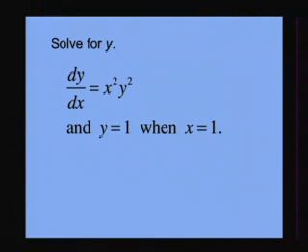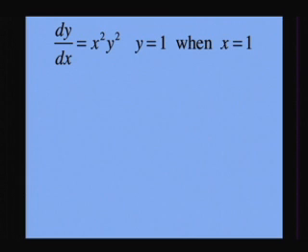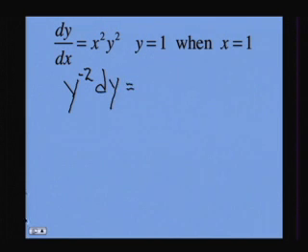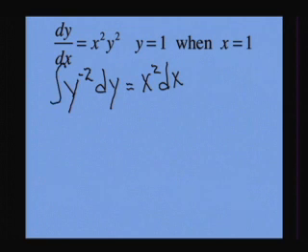Okay, so the first thing we need to do is separate this out. And so we have y to the negative 2 dy equals x squared dx. And so what we need to do is to integrate both sides of this. So I'm simply going to put the integral in front of each one.